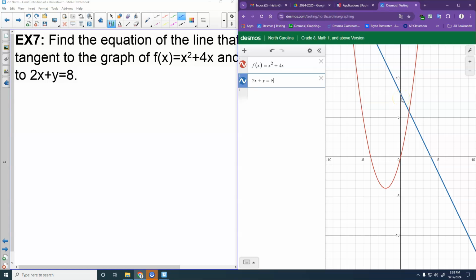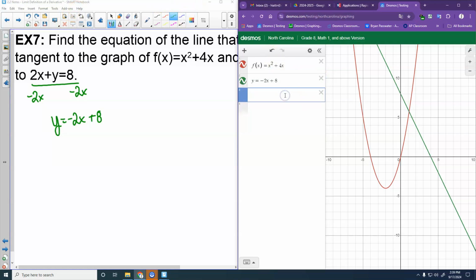So let's think of it this way. I'm just playing around with Desmos right now for you to get a picture of what we're looking at. This line right here, 2x plus y equals 8, could I just subtract that 2x and say y equals negative 2x plus 8? Is that the same line? Yeah, to prove it, if I type in y equals negative 2x plus 8 and graph it, it's the same line that I already have, right?